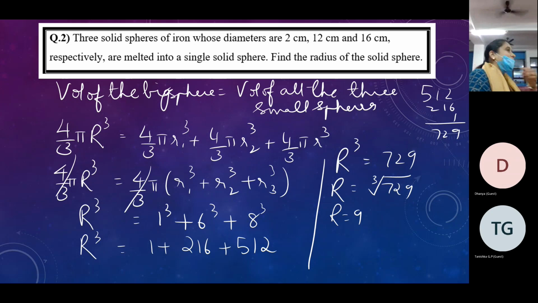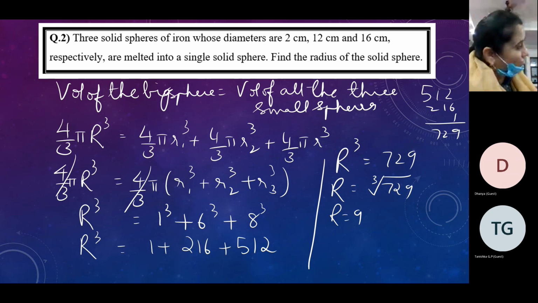So what is your doubt? What is the formula to find the volume of all the three spheres? Okay. Is it clear? So what is the volume of the big sphere here? 4/3 pi capital R cube. That you should decide first itself.